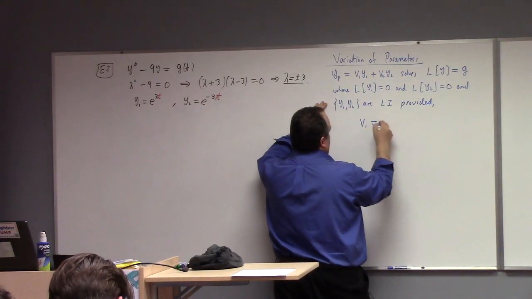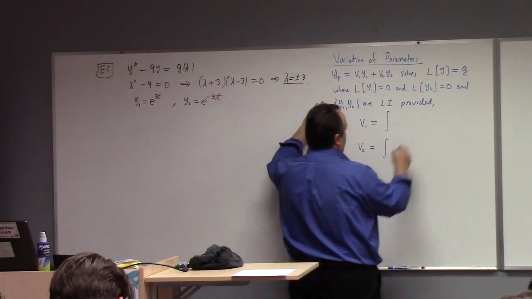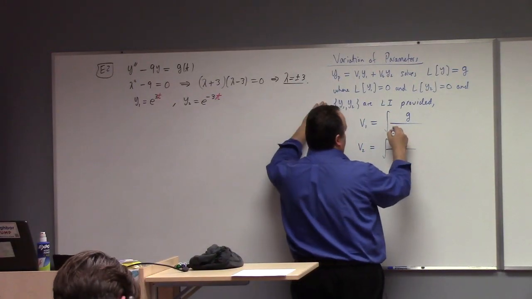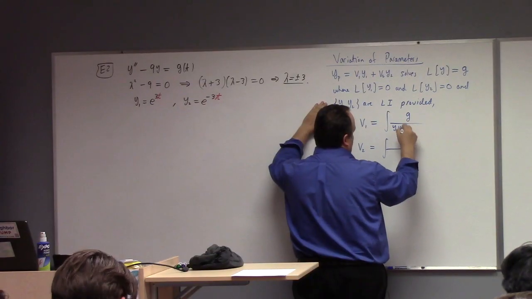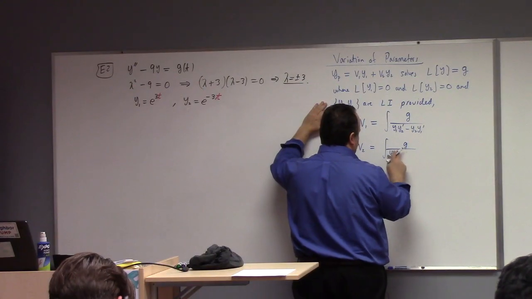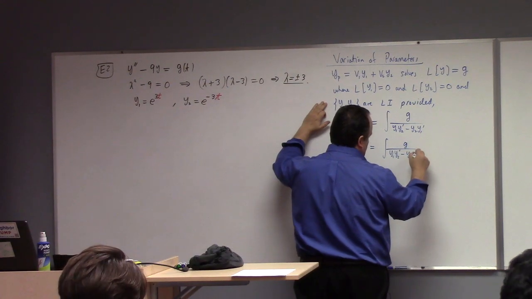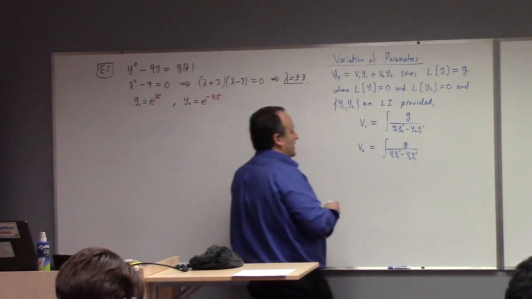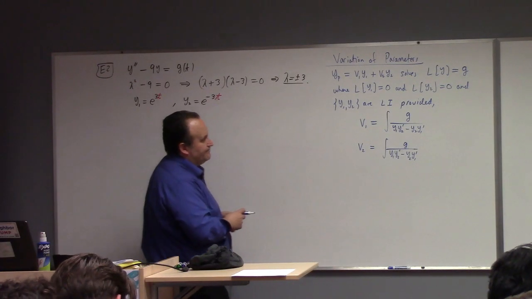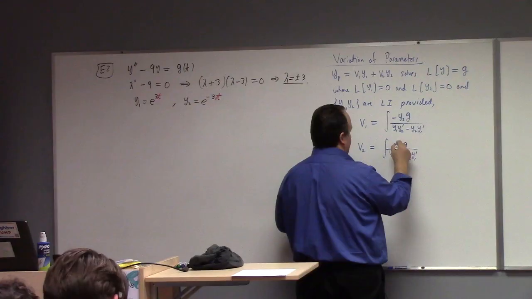v1 is equal to an integral, and v2 is equal to a different integral. They both involve g, because g is what makes it what it is. And they both have division by the Wronskian of y1 and y2, namely y1 y2 prime minus y2 y1 prime. Again, that's the Wronskian of y1, y2. And the funny thing is, essentially by Cramer's rule, there ends up being, if I remember right, minus y2 here and y1 here.